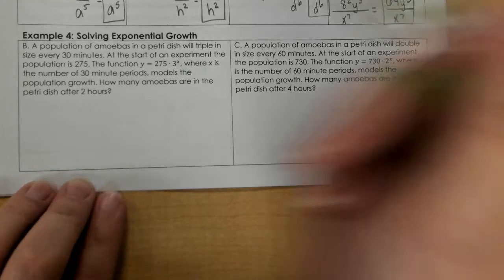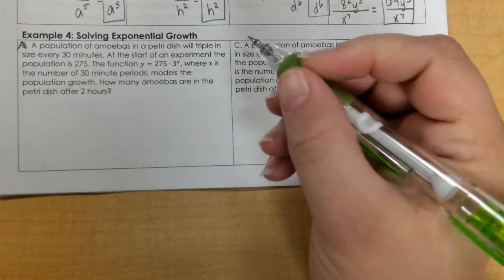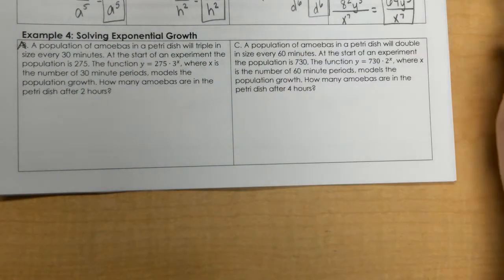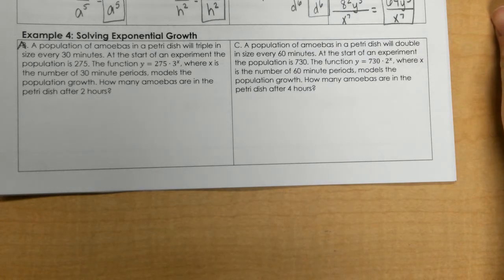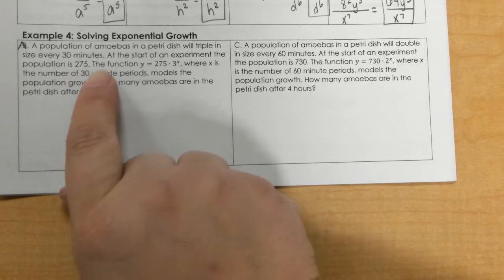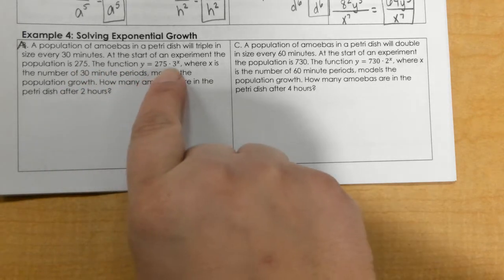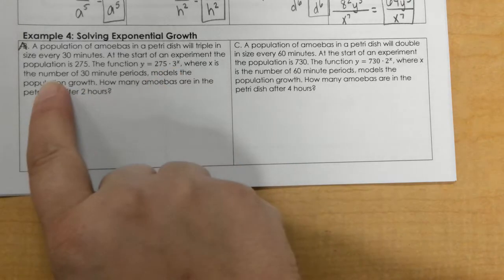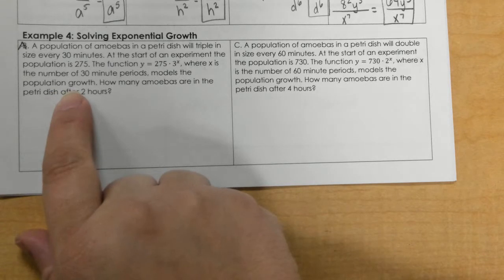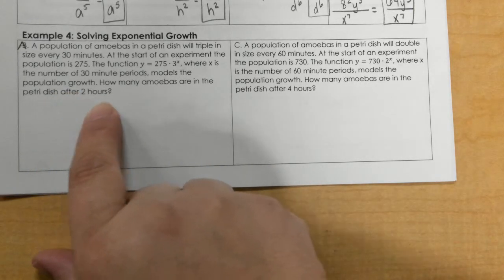For example 4, this should be letter A. A population of amoebas in a petri dish will triple in size every 30 minutes. At the start of an experiment, the population is 275 amoebas. The function y equals 275 times 3 to the x, where x is the number of 30-minute periods, models the population growth. How many amoebas are in the petri dish after 2 hours?